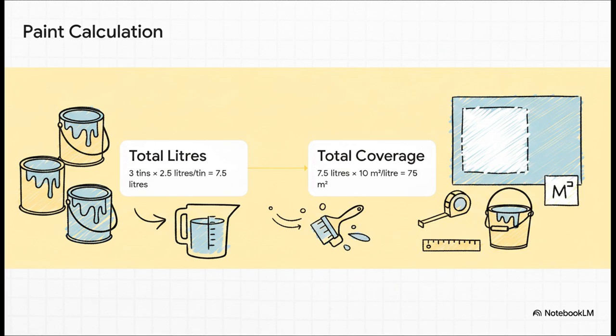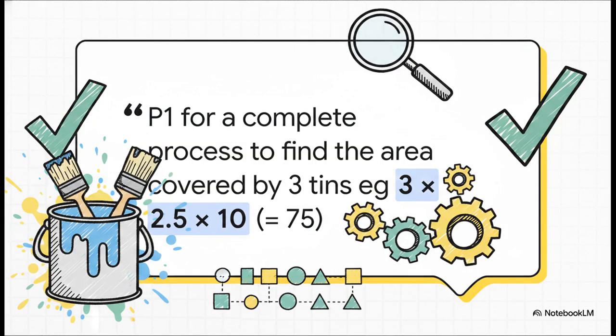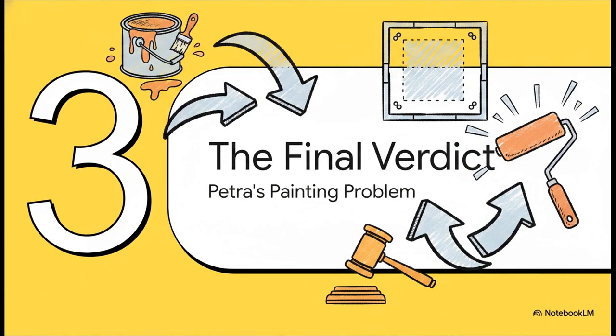We're also told that 1 liter covers 10 square meters. So we just multiply her 7.5 liters by 10, and that tells us her paint can cover a grand total of 75 square meters. And, no surprises here, the mark scheme shows that demonstrating this calculation, 3 times 2.5 times 10, earns you another one of those process marks. Perfect. So now we have our two magic numbers, 68 for the floor and 75 for the paint. We've done it. We've calculated the area of the floor and the total coverage of the paint. Let's bring them together and make the final call.